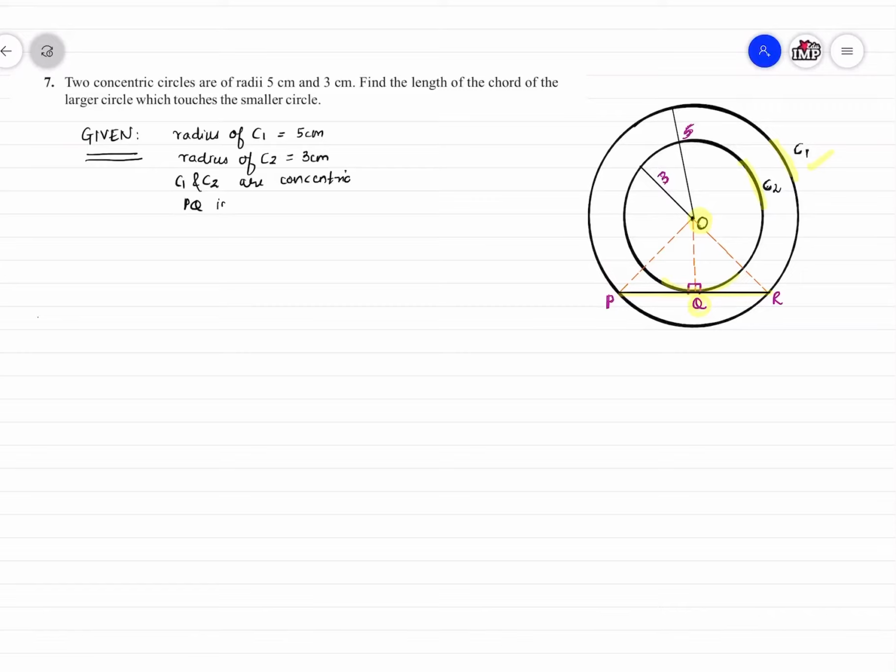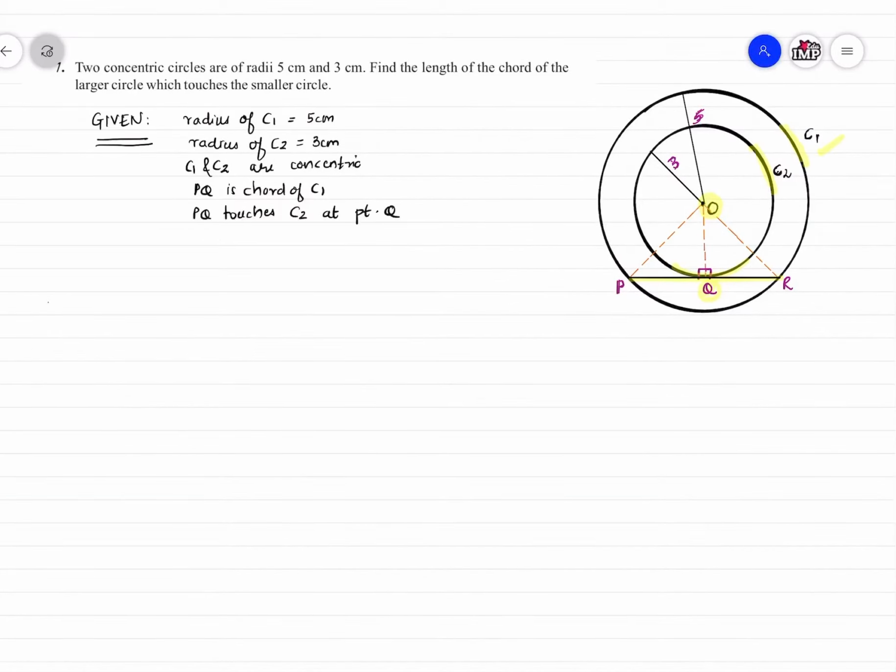PQ is a chord of C1, PQ touches C2 at point Q. Okay, simple. Now to find the length PR, let us look at the solution next.